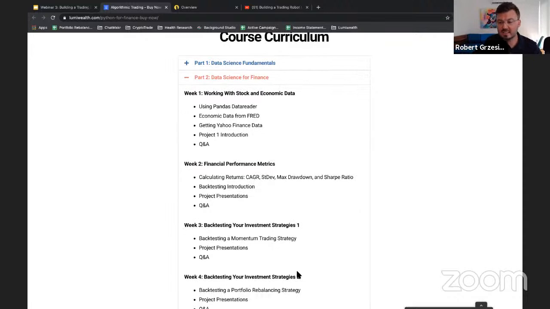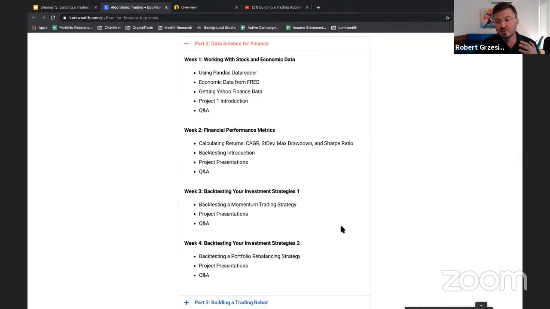Part 2, this ramps up really quickly. For those of you that have a lot of data science experience, this stuff is going to be brand new for you. This is specifically how to apply all of that data science related stuff to the finance world. So we'll teach you how to get and analyze different types of data, like economic data, Yahoo Finance, all sorts of other things that you're downloading, and being able to interpret that data and work with it and figure out, is this something that could actually make me some money in a trading strategy?